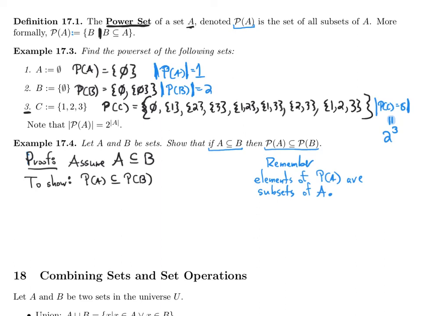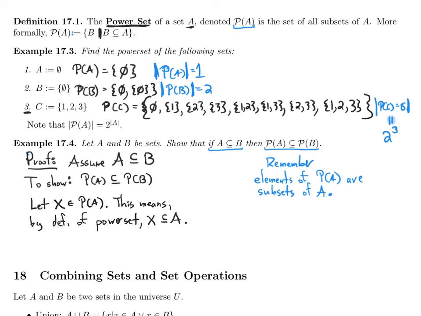So let's write that. I'm going to use a capital X since we're talking about some sort of sets. So let capital X be an element of the power set of A. Well, what does that mean? This means, and I'm going to be very explicit here, by the definition of a power set, it means that X is indeed a subset of A.